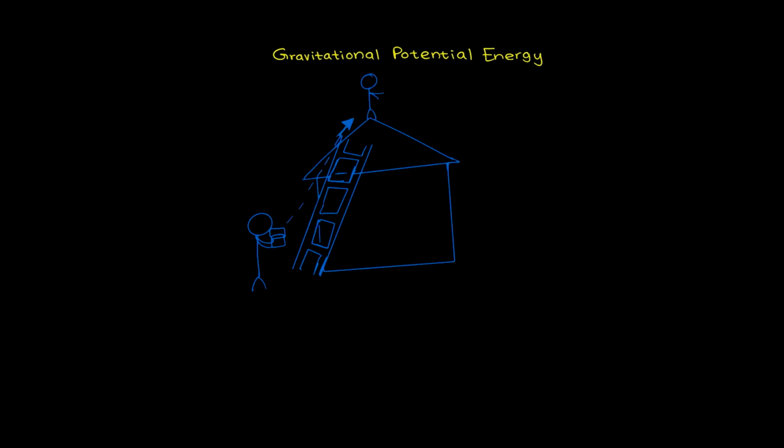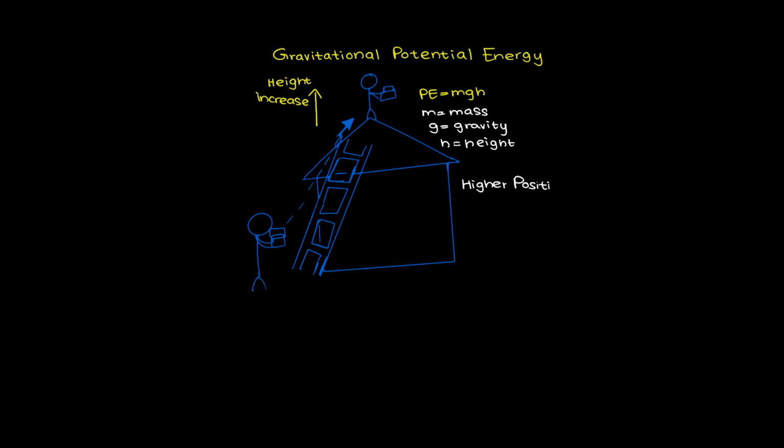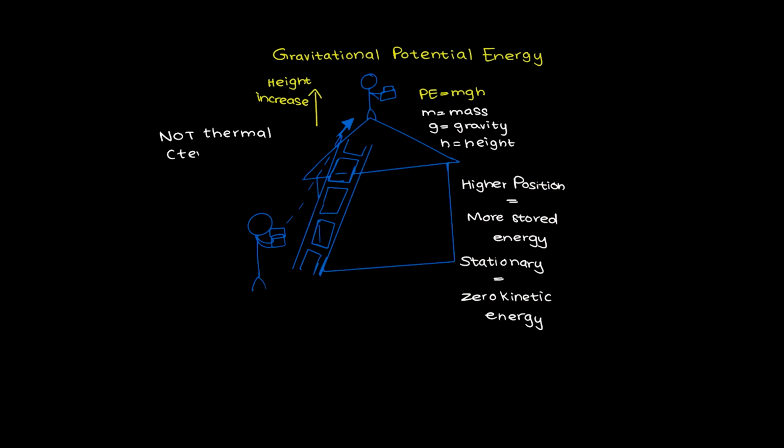That energy came from the worker's effort climbing the ladder. If the brick falls, that stored potential energy converts to kinetic energy, energy of motion. But sitting still on the roof, the brick has zero kinetic energy. Kinetic energy requires movement. Thermal energy relates to temperature, not height. Chemical potential energy involves bonds within substances. Lifting a brick doesn't change its chemical makeup.